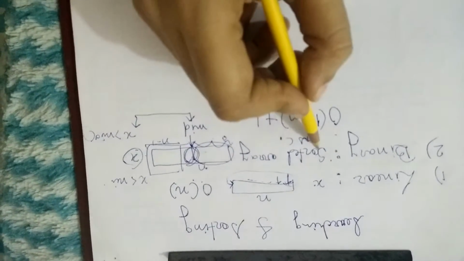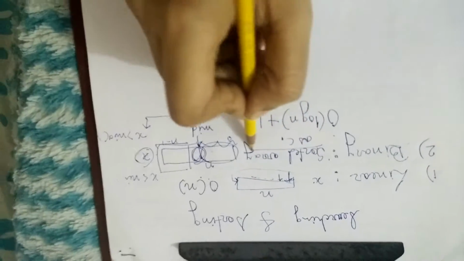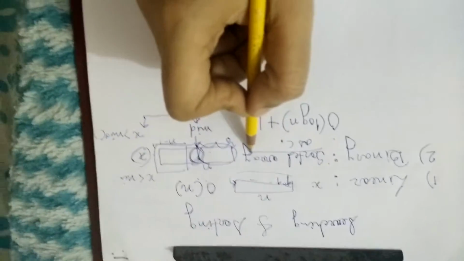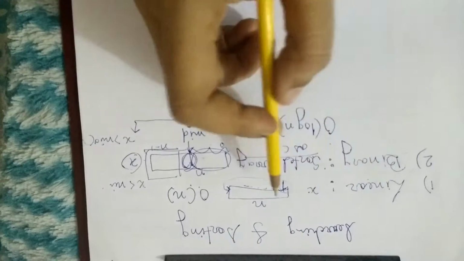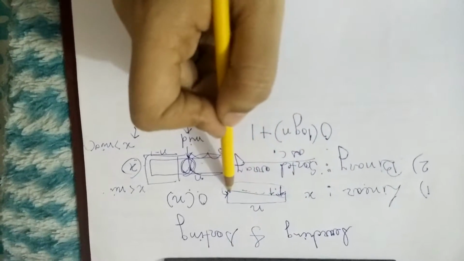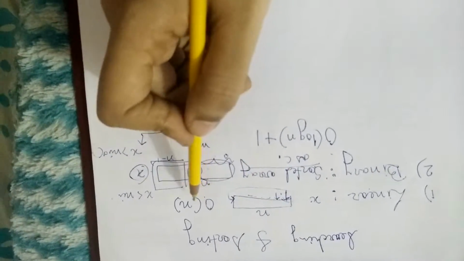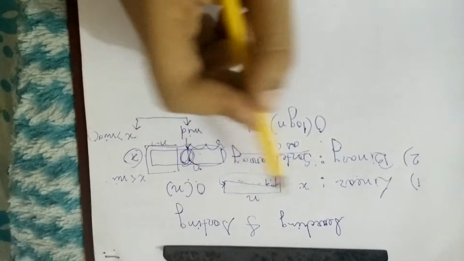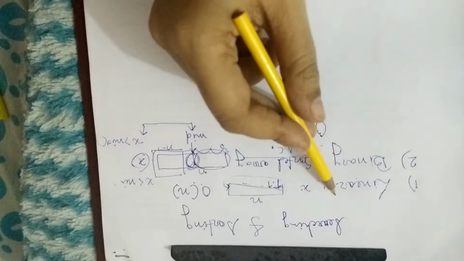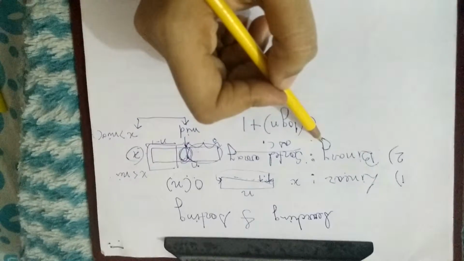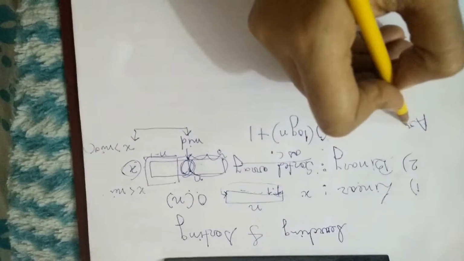But the drawback of binary search is that the array should be sorted, while in linear search the array might not be in sorted form, but the time complexity is order of n. So these are the two searching techniques, linear search and binary search, most of the time applied on the array data structure.